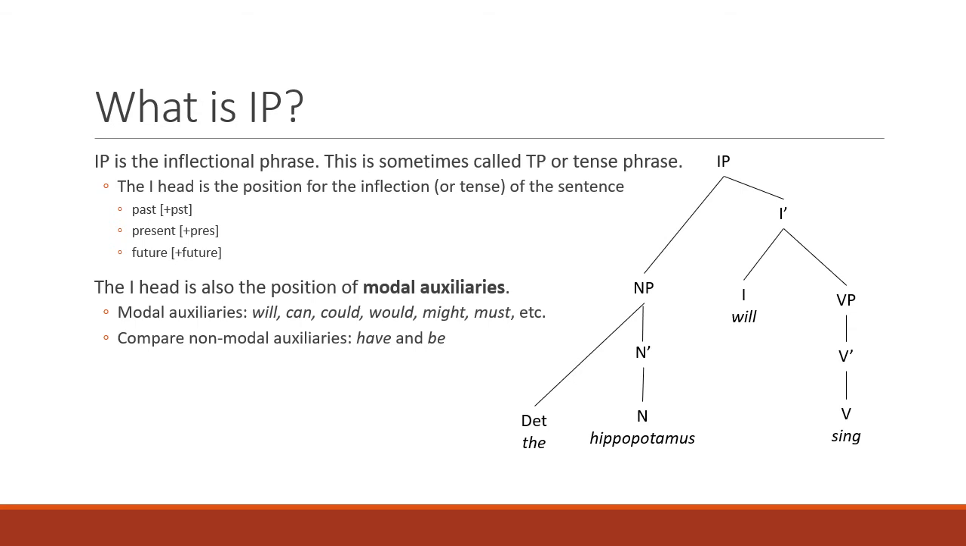So IP is an inflectional phrase, and the I gives the inflection of the verb, and it's also the position for the modal auxiliaries. So it kind of works out nicely, actually. So you can put will, can, could, would, might, must, and those actually have inflection within them. So it works pretty well. But you can't put the non-modal auxiliaries like have, right? Because it would have to be will have or can be, right? The have and the be would need to be verbs themselves.